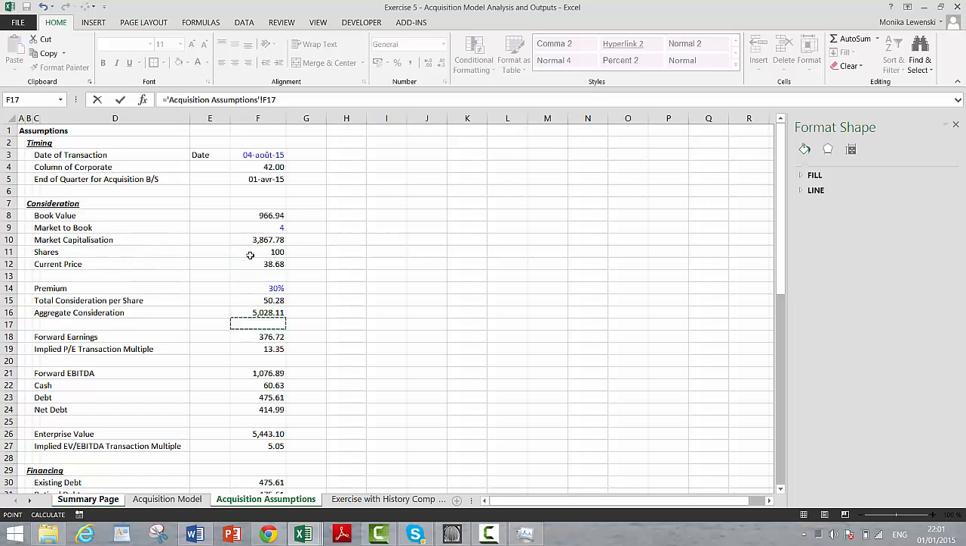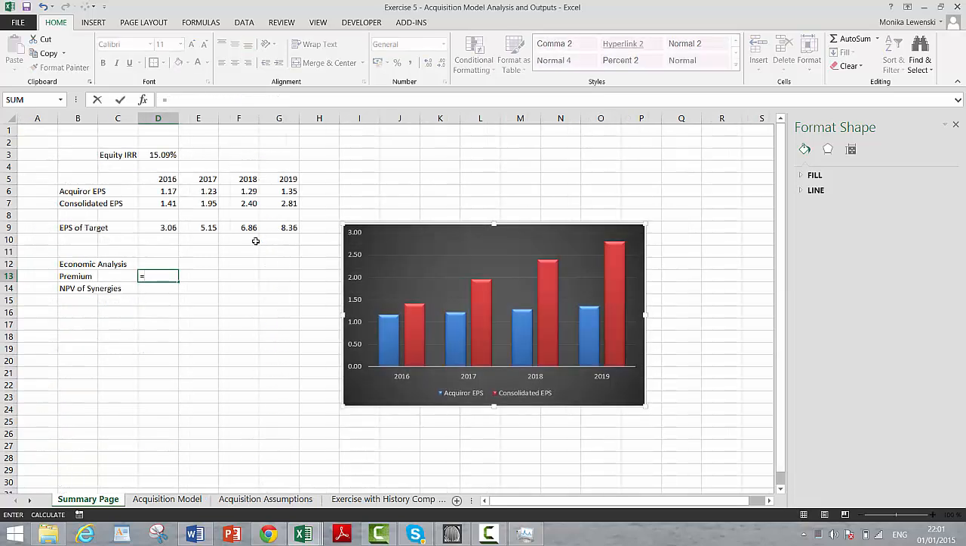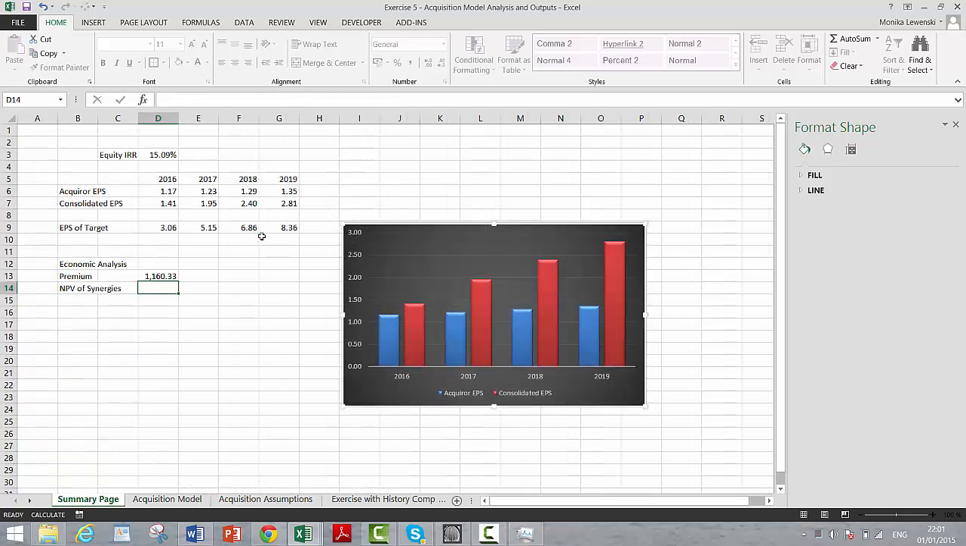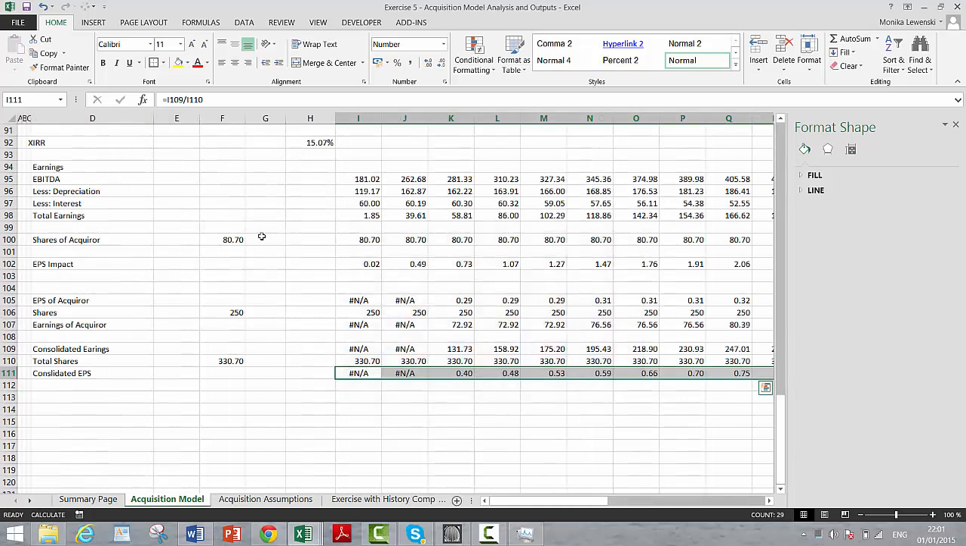So the premium is 30% of the, well, it isn't really. The premium is the total consideration that was paid minus the market capitalization, wasn't it? And the NPV of the synergies, well, let's put a discount rate, and that's a subject of a lot of debate because these could be very risky. Let's use a 7% rate, even though it's probably not very good.